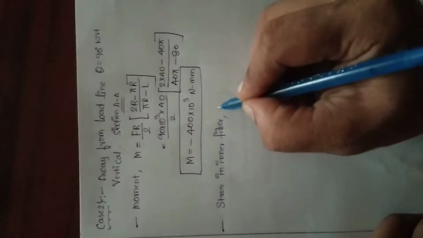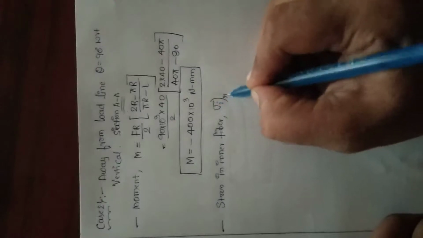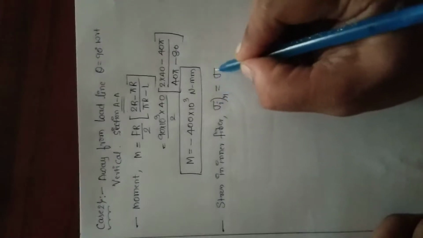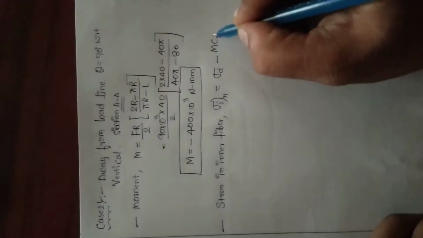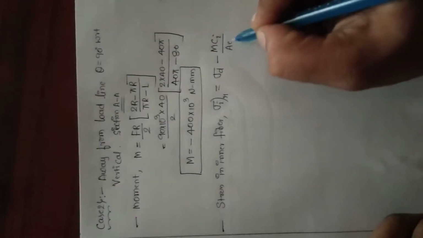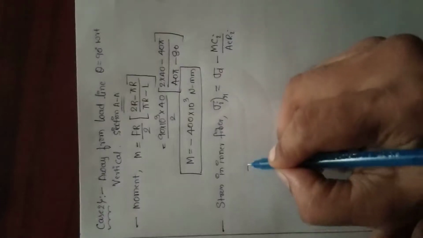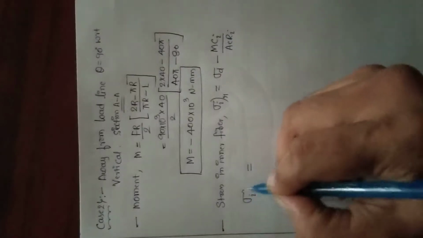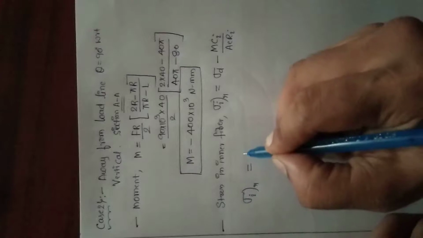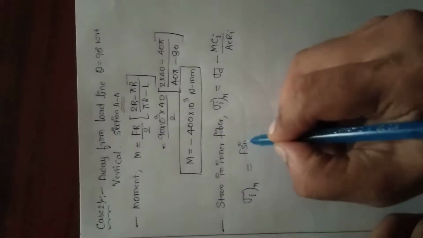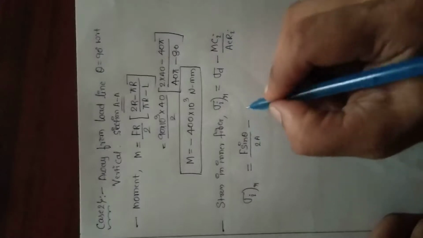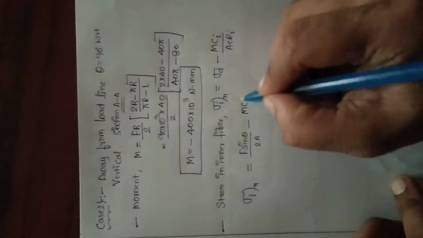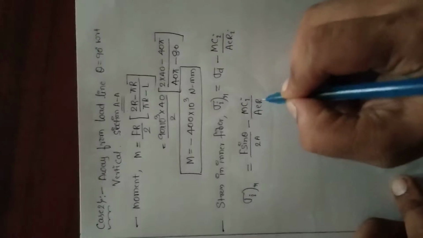Stress in inner fiber is what? Sigma I R is equal to sigma D minus. Why minus? Because the inner fiber undergoes compression there. So the direct stress will be F sin theta by 2A minus M Ci by A e Ri.